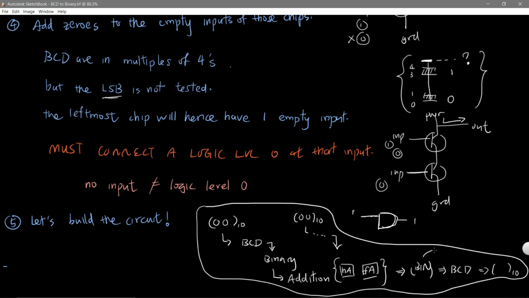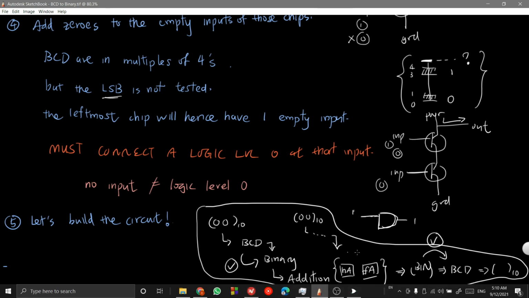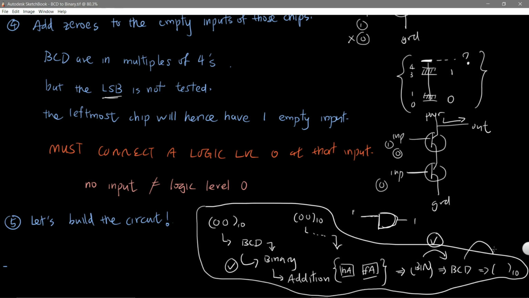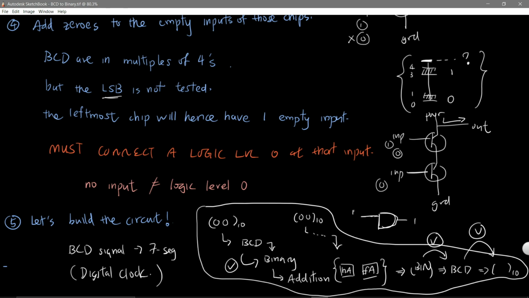So we have in fact a tutorial for this already, for converting BCD signals to 7-segment displays, and the video is in the digital clocks video. The info is in this video. You can check it out if you are interested.